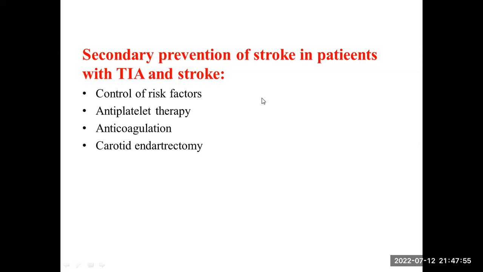Then there's a special type of trial which has been done, and it was shown that in selected types of patients, you can use dual antiplatelet treatment in the acute setting. Specifically, we can use aspirin and clopidogrel in combination for 21 days, and after that, we will continue with a single antiplatelet, which is clopidogrel. So in certain patients, instead of using aspirin initially and then followed by clopidogrel, we can use an aspirin and clopidogrel combination initially.